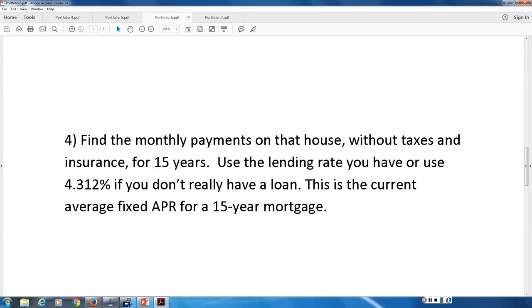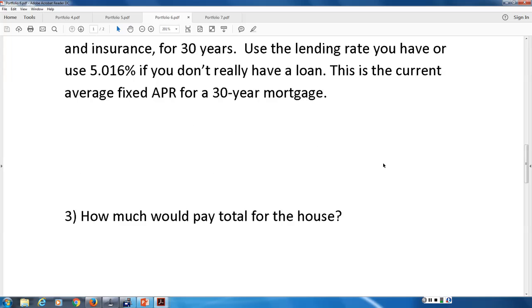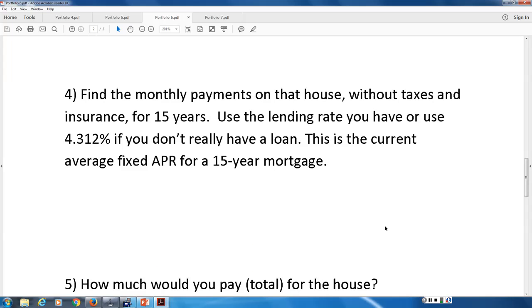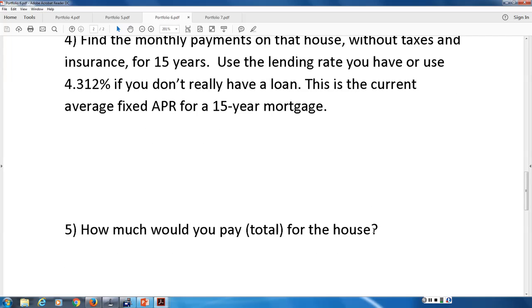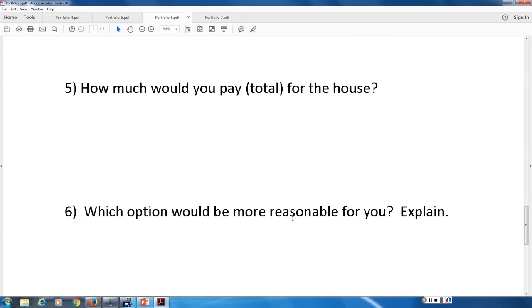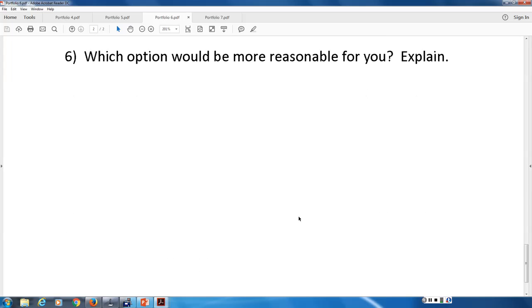And then how much would you pay total for the house? If you're going to have a 30-year mortgage, you're going to make 360 payments of whatever the payment amount you come up with is. Okay? And then find the monthly payments if you had a 4.312% interest rate, or if you have another one, you can use that for a 15-year mortgage. Not 30, but 15. And then how much total would you pay for that house? And then which option would be more reasonable for you? Which do you find to be the better option?